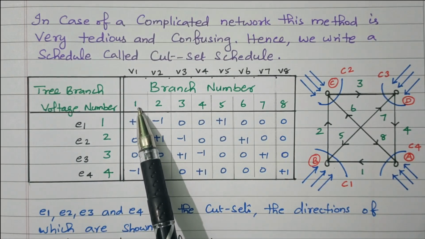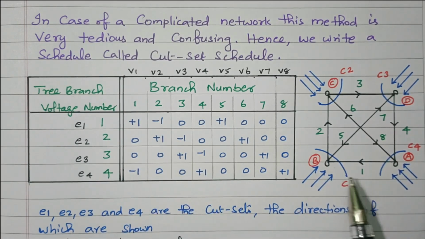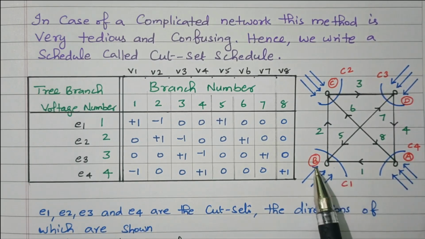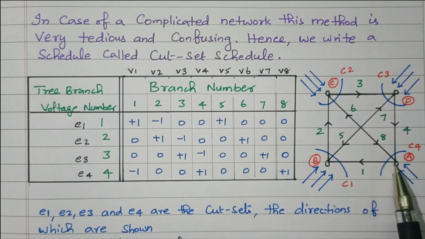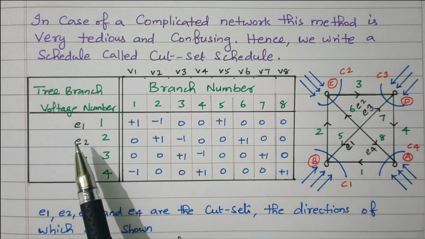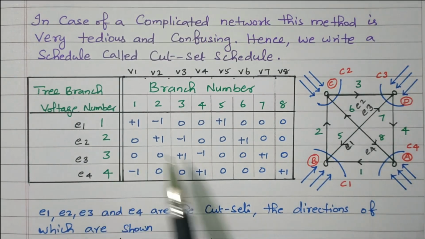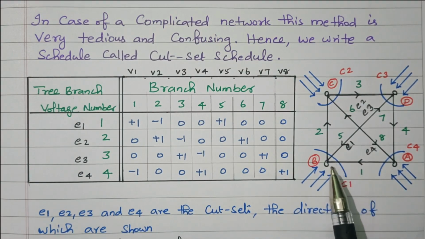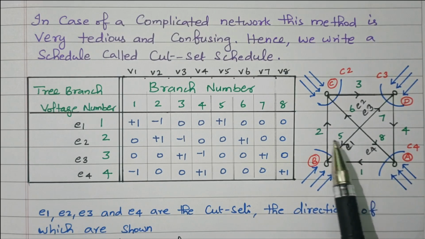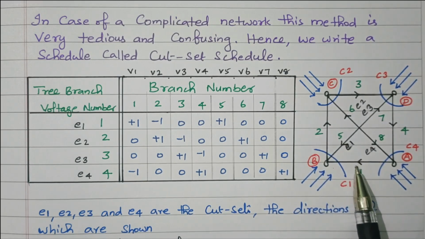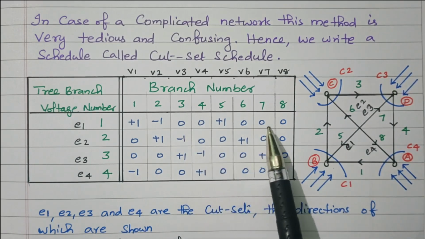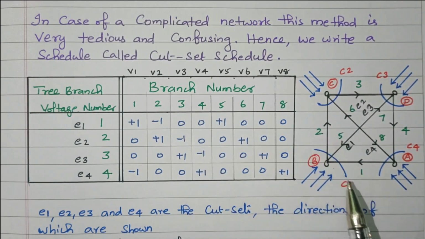Branch voltage V1 is connected between A and B, right? Now consider the tree branch voltage E1. At this point we'll analyze all the things. Here branches 1, 5, 2, these three branches are connected. Other branches, 3, 4, 6, 7, 8, are not connected. Only 1, 2, 5 are connected.